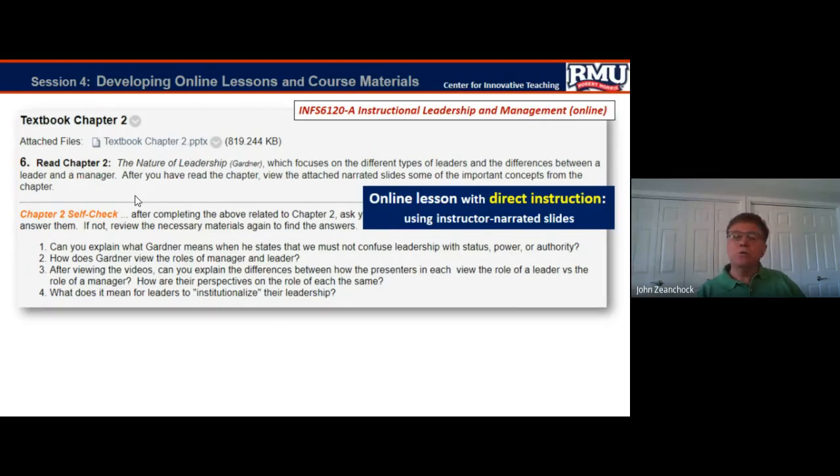So what I've done here with this example is I'm using what is referred to as formative assessment by putting a line here and then saying chapter 2 self-check. After completing this task, reading the chapter and going through the slides, can you answer these questions? And I make it very clear in this that they aren't to answer it and give the answers to me. This is rhetorical. They should answer it on their own.